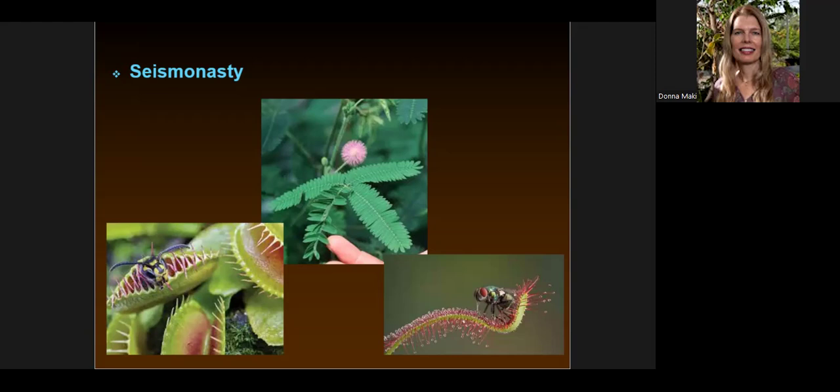What's the difference between seismonasty and thigmotropism? Is it, so thigmotropism is like the plant touches something that's stationary, and then this one would be something touches the plant and it's moving? Yeah, you got it.